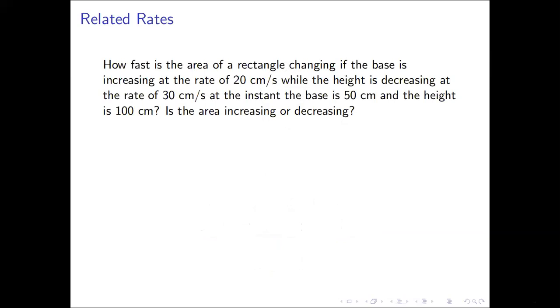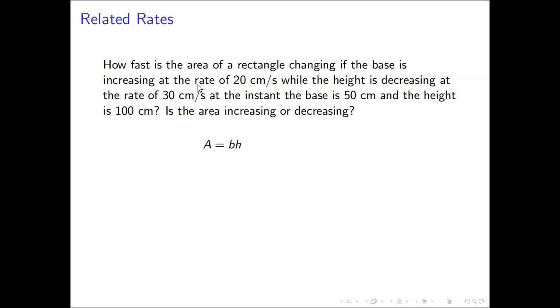Okay, next. This is a very simple example, but I added this so that you can know how to differentiate implicitly with respect to time if you have two or more variables present on one side of the equation. Three variables here. We know that area is base times height. Anyway, first let's read the problem. So here's our rectangle problem. How fast is the area of a rectangle changing? So that's a direct question.